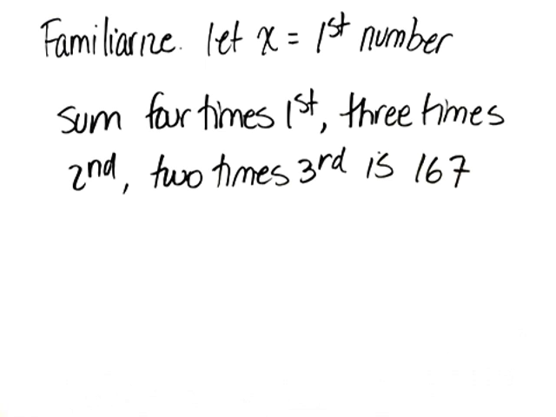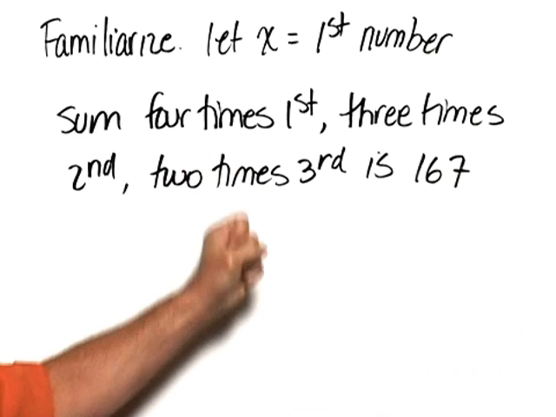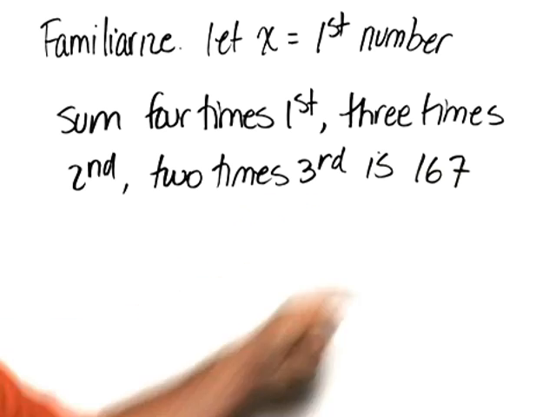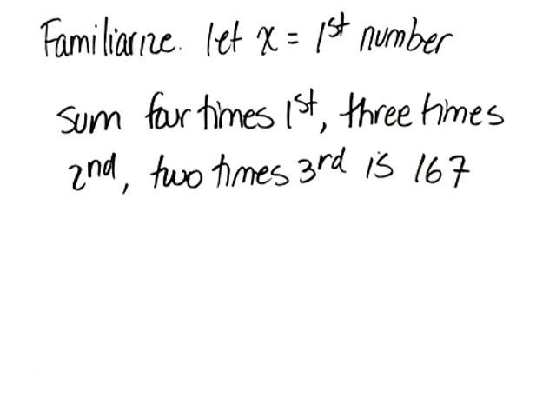Step 1 in the 5-step process is to familiarize yourself with the problem. So I've written on the board the information that we have, which is that the sum of 4 times the first number and 3 times the second number and 2 times the third number is 167. We'll begin the process by letting x equal the first number.